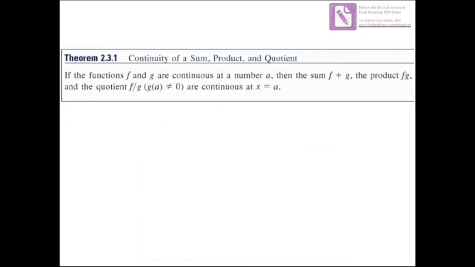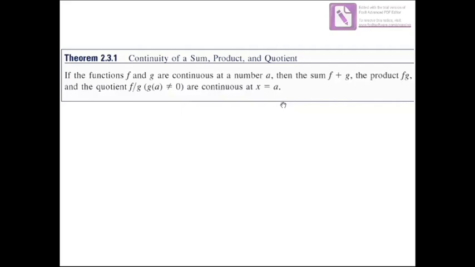Then we have theorem 2.3.1, continuity of a sum, product and quotient. So if the functions f and g are continuous at a number a, then the sum f plus g, the product fg, and the quotient f over g, where g is not equal to 0, are continuous at x equal to a. So if f is continuous and g is continuous, then f plus g will be continuous, fg will be continuous, and f over g where g is not equal to 0 will also be continuous at a.